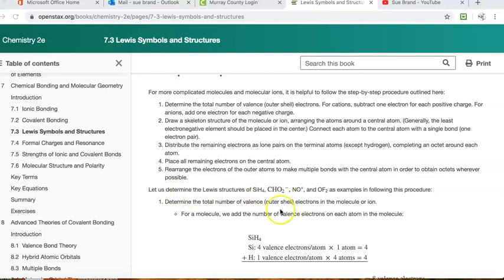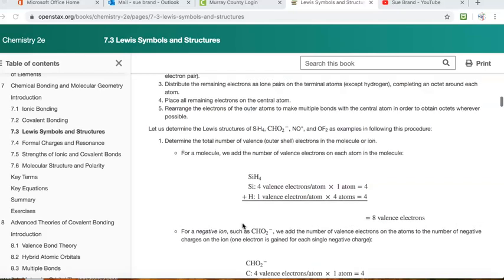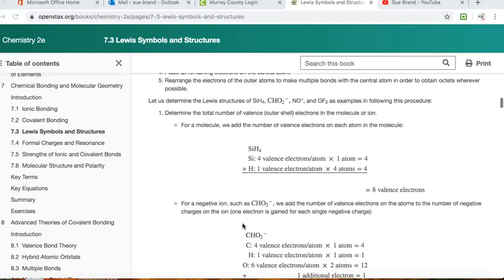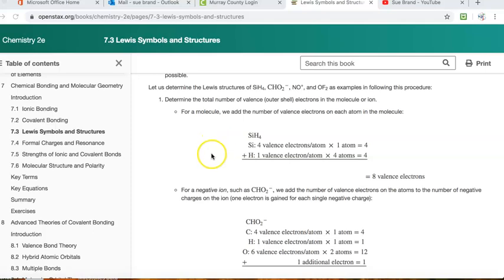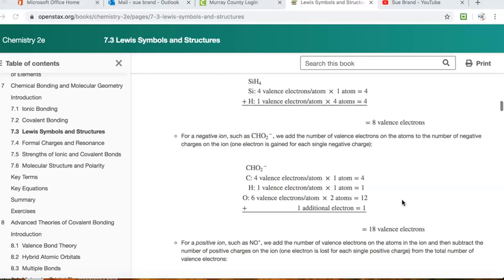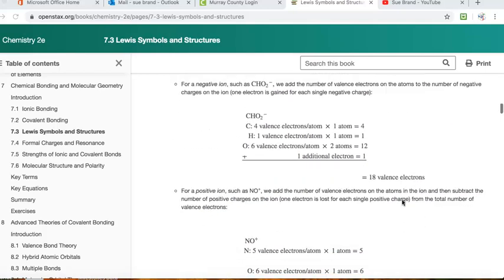So we're going to go ahead and look at a couple of examples here. We're just going to scroll through this quickly, and then we're going to end up doing some ourselves. So here we have SiH4. Silicon has 4 valence electrons. Hydrogen has 1 each, and there are 4 atoms. So when you add up how many valence electrons you should have, 4 from silicon, 1 from each hydrogen atom. There are 4 of those, so 4 plus 4 is 8. So it should have 8 valence electrons. This is a way you can sort of check your structure after you draw it.